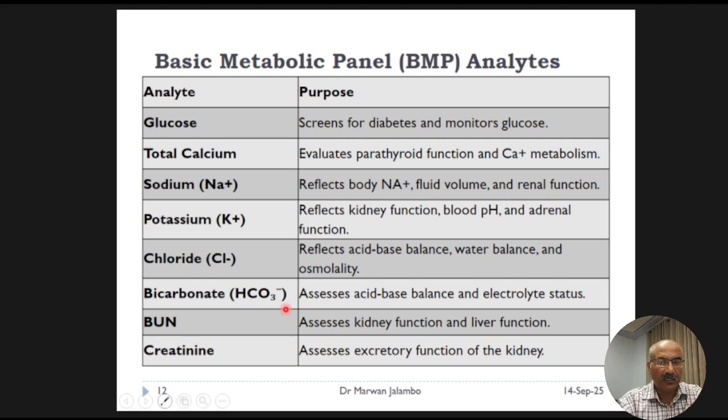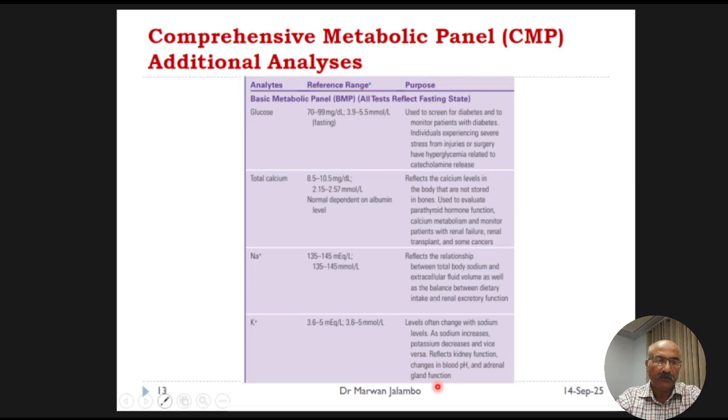High blood urea nitrogen relative to creatinine, for instance, can be an indicator of dehydration. The comprehensive metabolic panel includes all of these 8 and adds another layer of information primarily about the liver function. So these are the 8: glucose, calcium, sodium, potassium, and here is the reference range of each. You can check it.